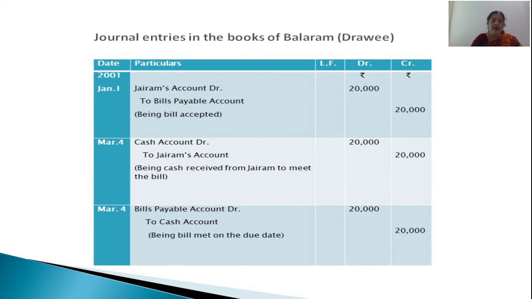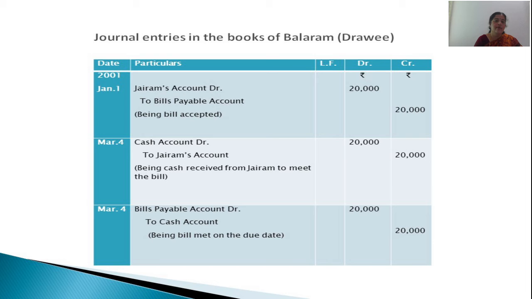In the same way, in the books of the drawee Balram, we have to pass the entries. First, for giving acceptance, Jairam is the receiver of the acceptance on the bill. To bills payable account, because we have given acceptance on the bill. The bill is going out to the hands of Jairam. Then on March 4th, we are receiving cash from Jairam. So cash account is debited with the 20,000.